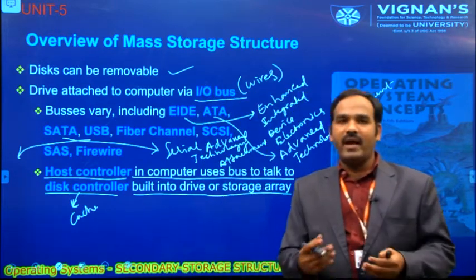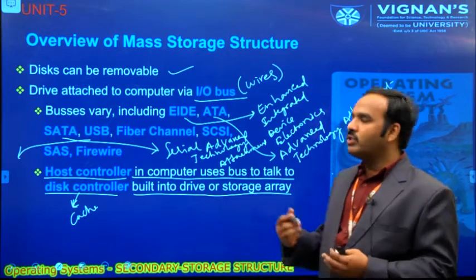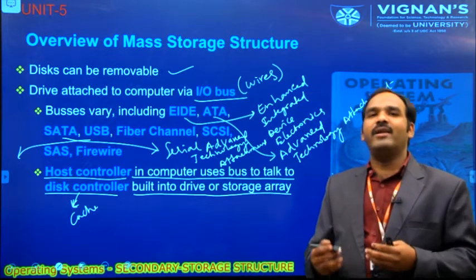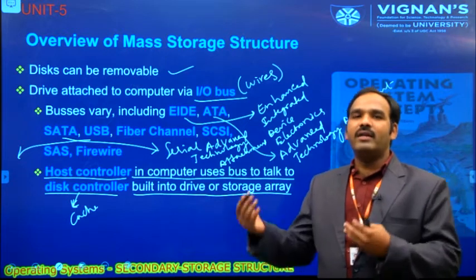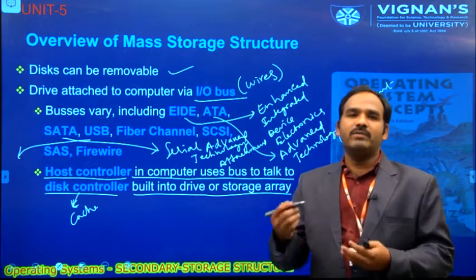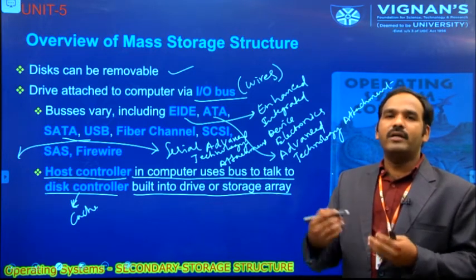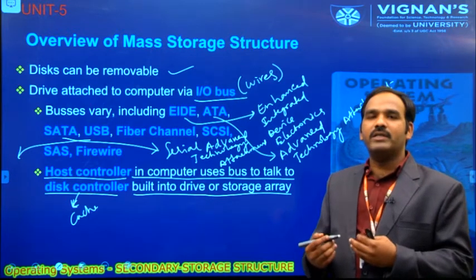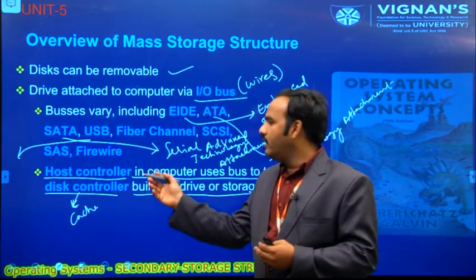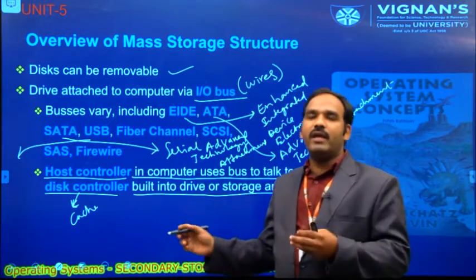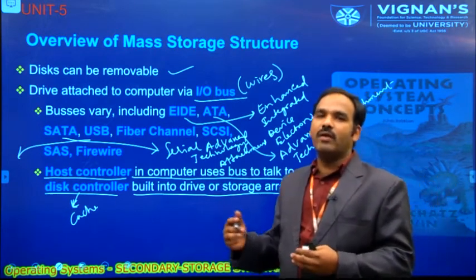So whenever there is a command given by the computer, that command is passed to the host controller, then the host controller sends those commands as messages to the disk controller. Then the disk controller will execute all the actions related to that command and perform the operations. The results of those operations are again sent back to the host controller. This is the way they communicate with each other and perform the input and output operations on the disk.